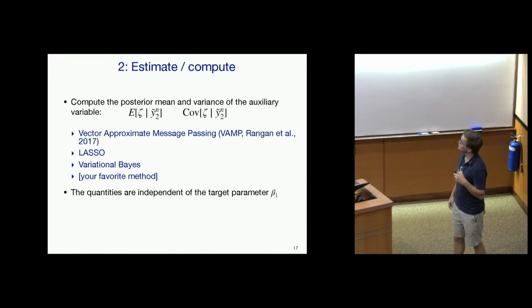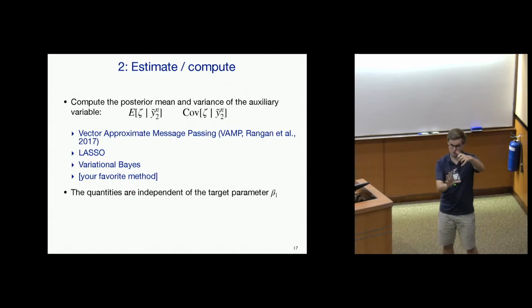But more generally, we're not constrained. We just want to have estimates of mean and covariance. So there are also variations on the lasso, where they use the lasso point estimate as a posterior mean, and then there are ways to get a posterior covariance out of your lasso algorithm. You could just run variational Bayes on this sub-Bayesian problem, or you could use any nice method that you prefer or think is suitable for the problem you're looking at.